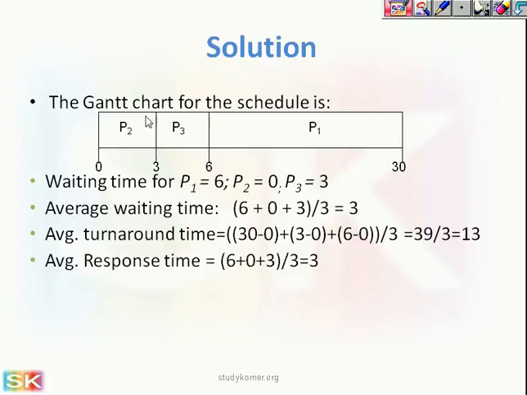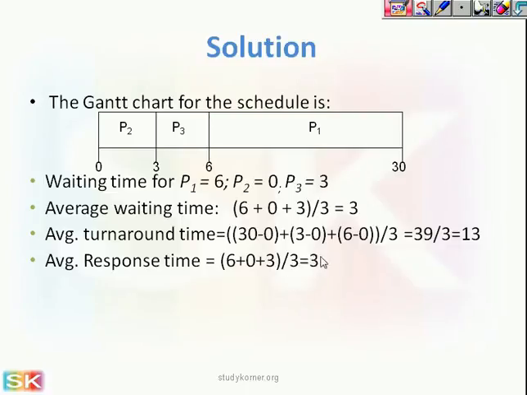Average response time. So response time of process P1 is 6 seconds plus that of P2 is 0 and that of P3 is 3. So it comes out to be 3.